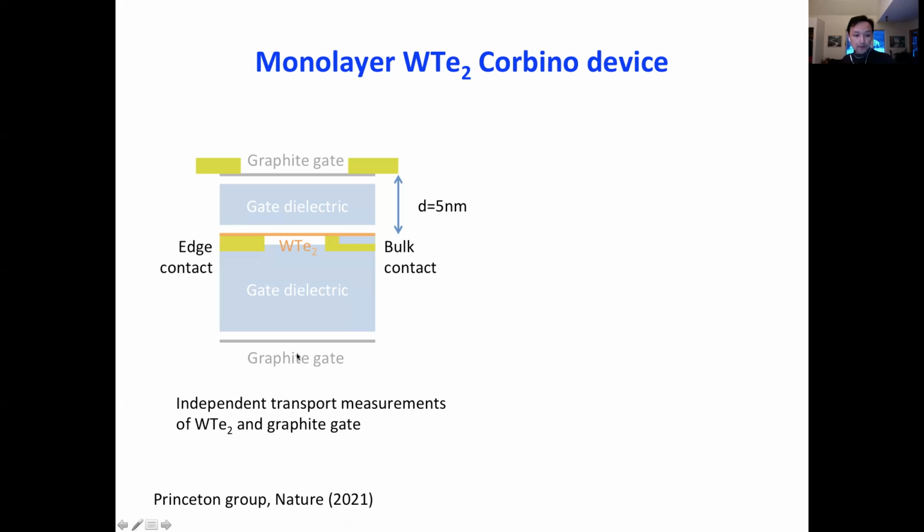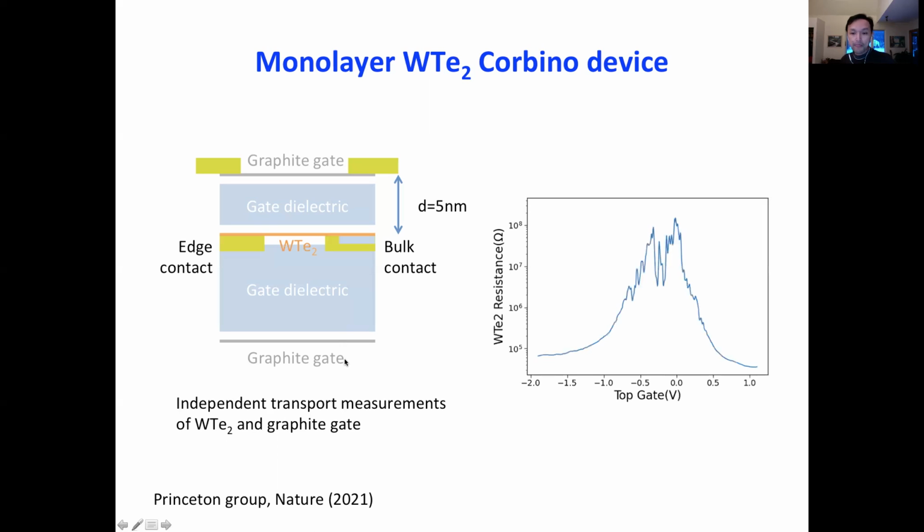Different from the Princeton group, one extra thing we have done here is to put electrodes onto the top graphite gate, so we can perform independent transport measurements on both the tungsten telluride layer and the graphite gate layer. Okay.